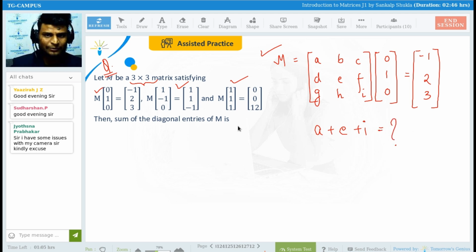This is a very simple question, but yes, I agree, it's a lengthy one. So you have to solve it on your own. This question is again from JEE Mains. So try this and let me know the answer. I'm giving a proper 3 to 4 minutes for this question.